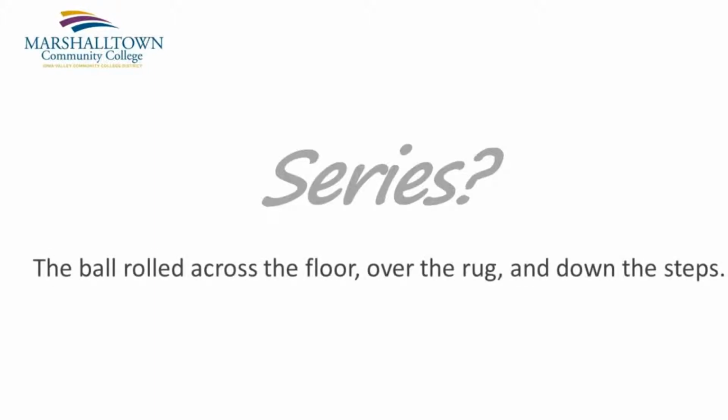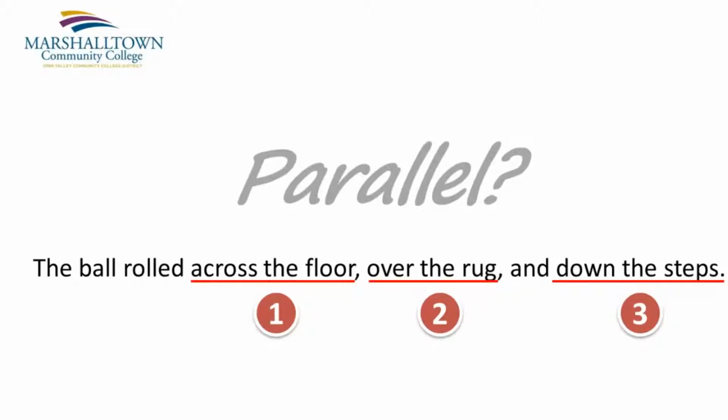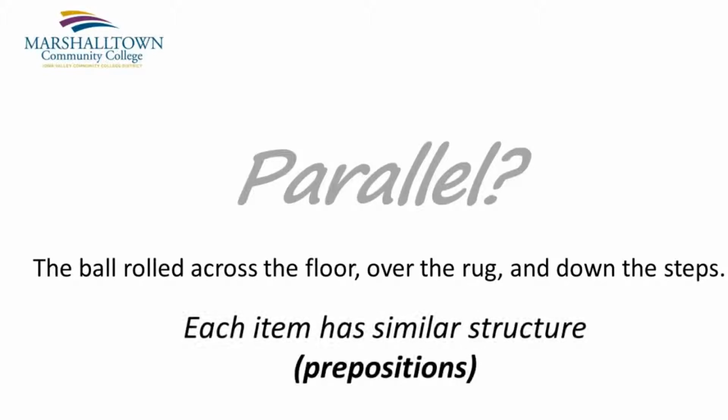For example, the ball rolled across the floor, over the rug, and down the steps. The items in the series are across the floor, over the rug, down the steps. In grammatical terms, this sentence is parallel. And that's because each item in the series has a similar structure that uses prepositions.